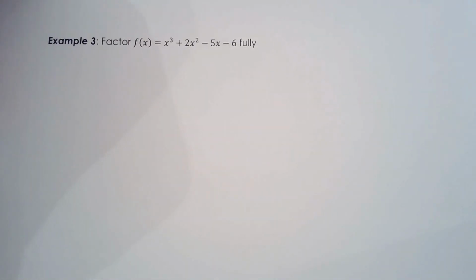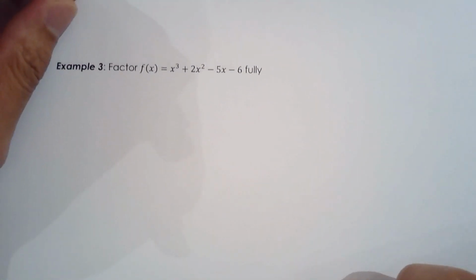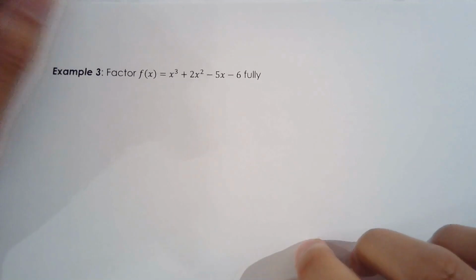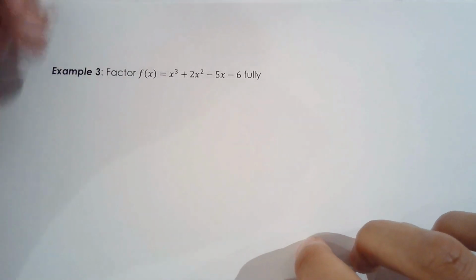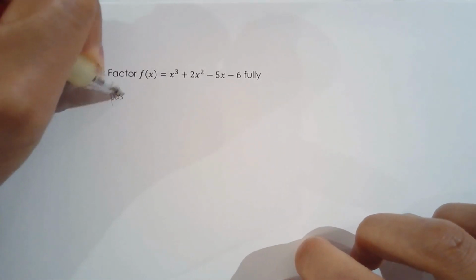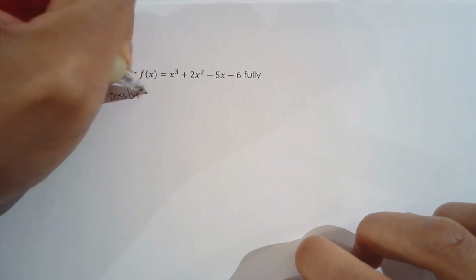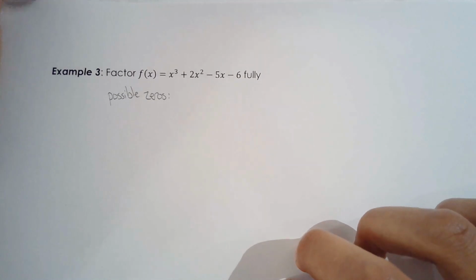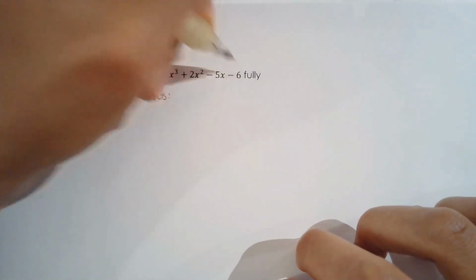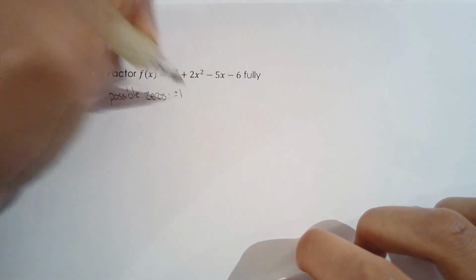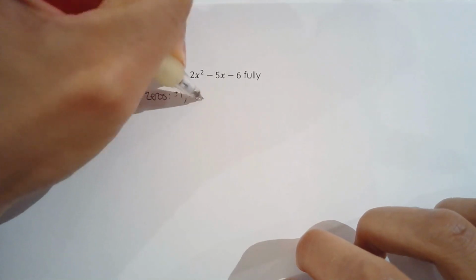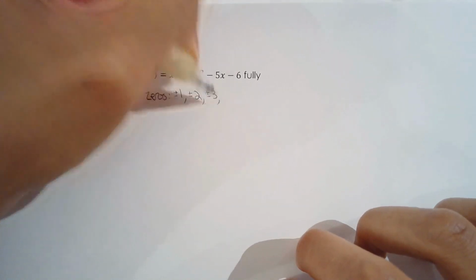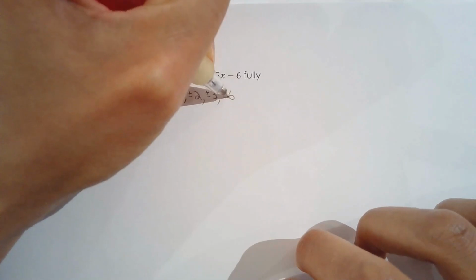All right, so let's factor x cubed plus 2x squared minus 5x minus 6. The leading coefficient is 1. So I'm just going to write down what the possible zeros are. The possible zeros for f of x, and we'll look at the constant term, could be plus minus 1, plus minus 2, plus minus 3, plus minus 6.